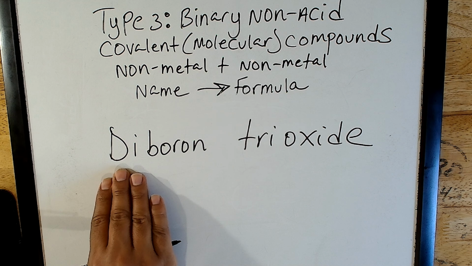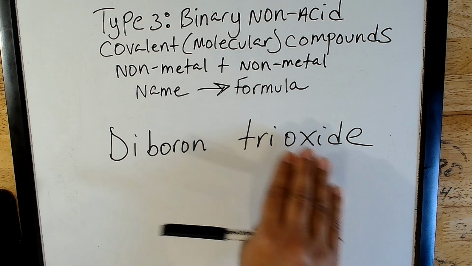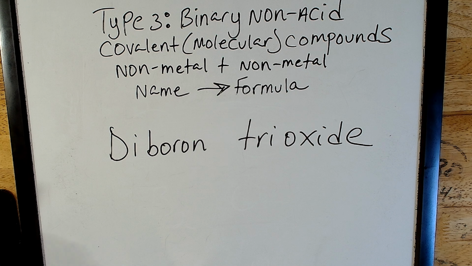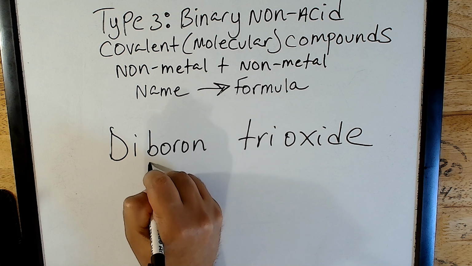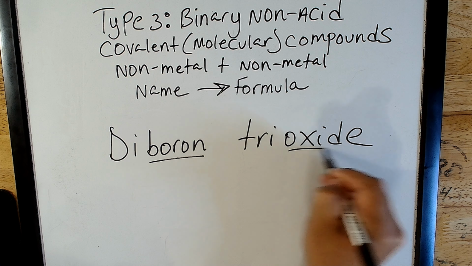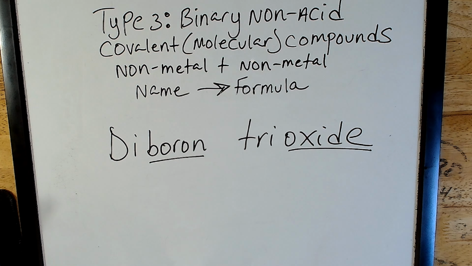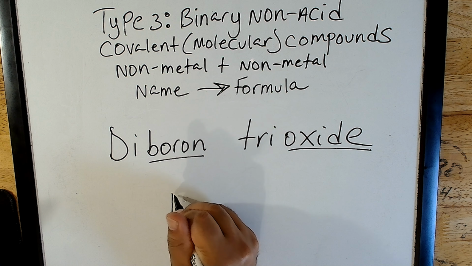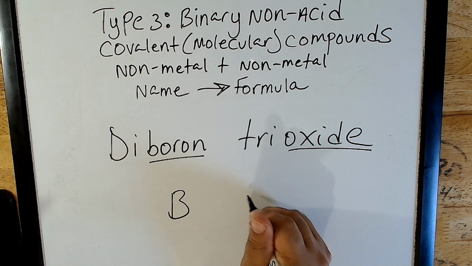Okay, so I have the chemical name diboron trioxide, and I need to find its chemical formula. Remember that the first step is to identify the elements and write their chemical symbols. I see boron, and I see the word oxide, which comes from the element oxygen. So I'm going to write a B, and I'm going to write an O.